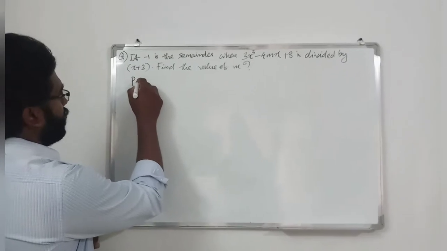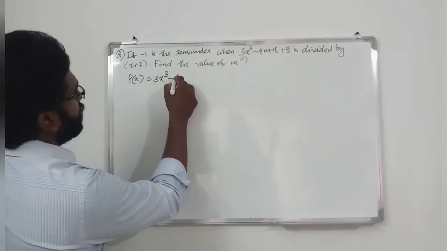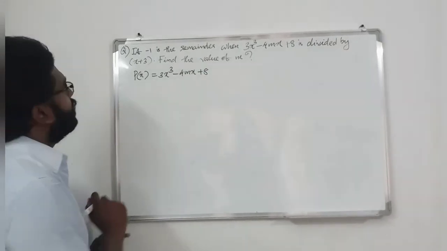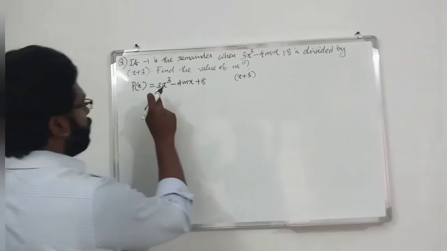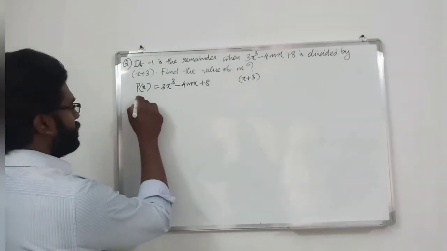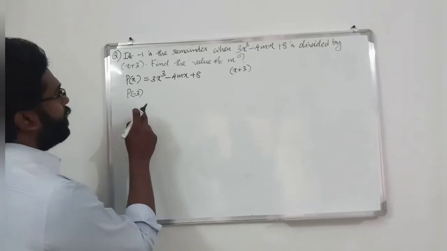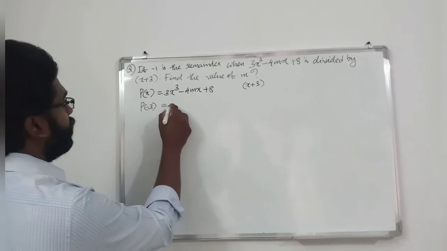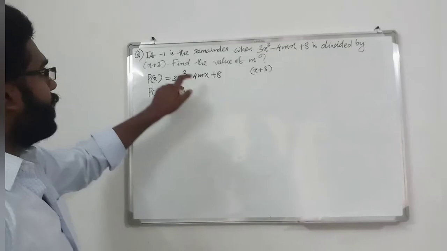What is the meaning of this question? This polynomial divided by this polynomial. By the remainder theorem, a polynomial divided by a linear polynomial, then the remainder obtained: we can take the polynomial p of x. This is the p of x, 3x cube minus 4mx plus 8. And you have the linear polynomial x plus 3. If a polynomial is divided by a linear polynomial, then the remainder is p of minus 3. We have the value of p of minus 3: p of minus 3 equals minus 1. They are given that the remainder is minus 1.